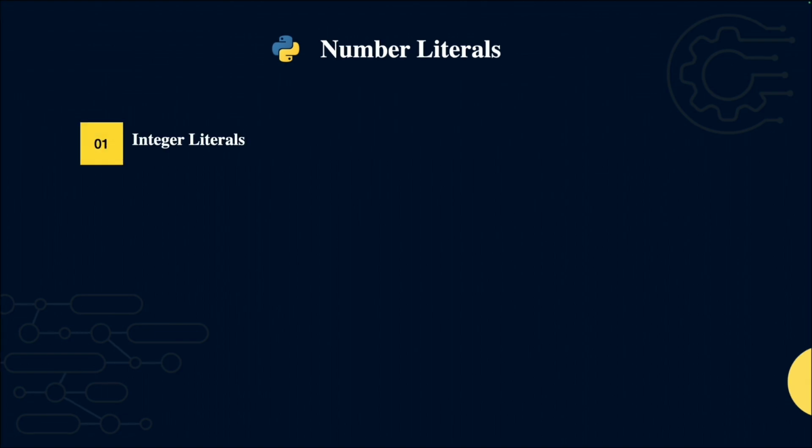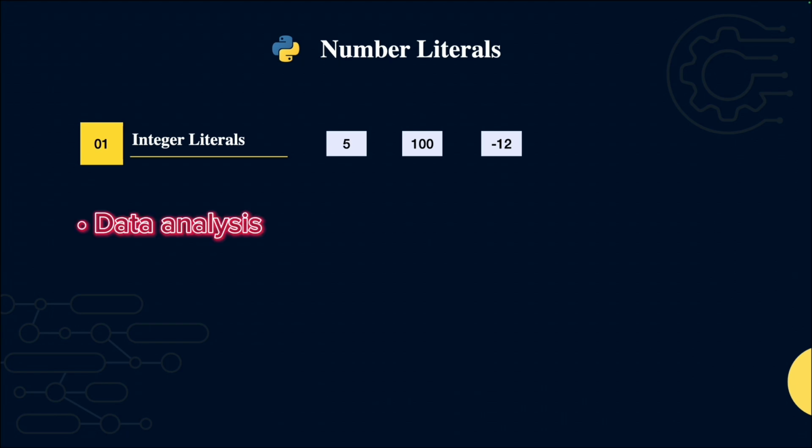First is integer literals. These are simple whole numbers that do not have a decimal point, such as 5, 100, or -12. So when you write a complete number without any decimal, it is called an integer literal. Integers are commonly used in Python for data analysis, DevOps automation, and complex calculations. For example, if we write age = 25, then 25 is an integer literal that is stored in the age variable. What variables are will be explained in upcoming videos where we will delve deeper into understanding them.